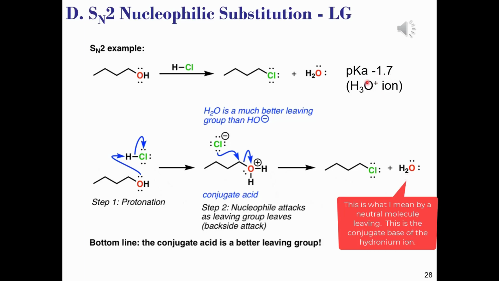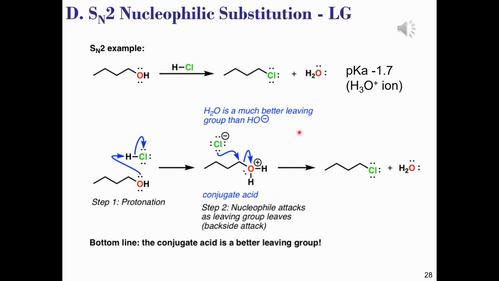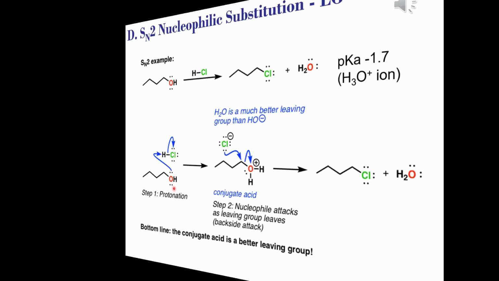There is of course one more thing that we could do to ensure that the alcohol becomes an even better leaving group, but this involves forming something called a tosylate. Let's have a look at this now.